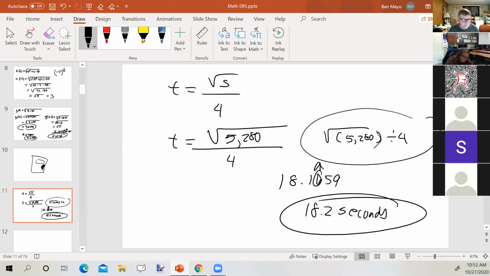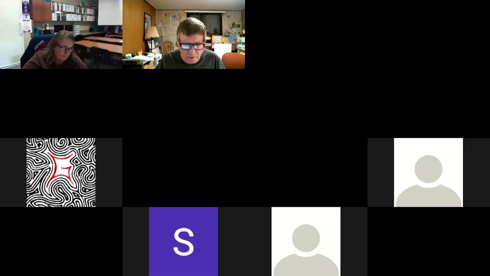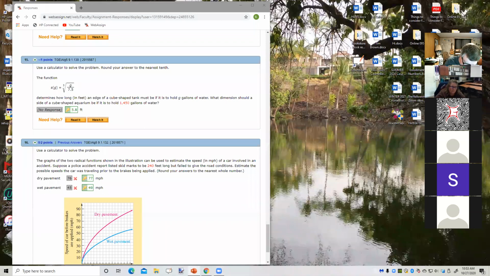All right, with that. Okay, we're going to go on to the next problem, which is number 15. And it says use a calculator to solve the problem. Round your answer to the nearest 10th. The function s of g equals the cube root of the quantity g over 7.5. Unlike the last problem where the 4 was down below the radical, here the 7.5 is included in the radical. And so we're going to find s of 1450.